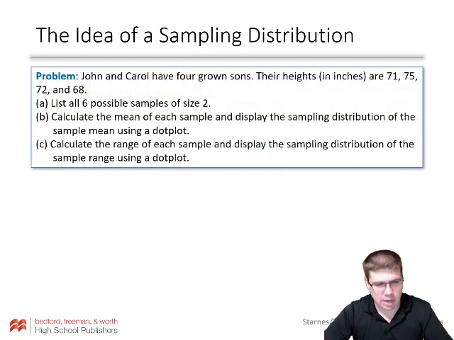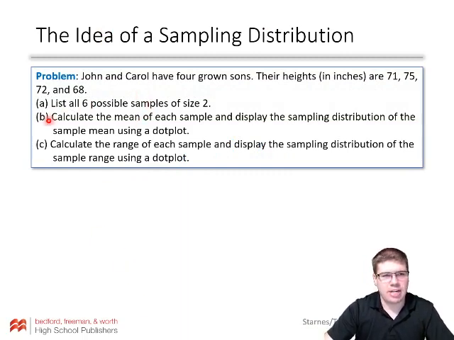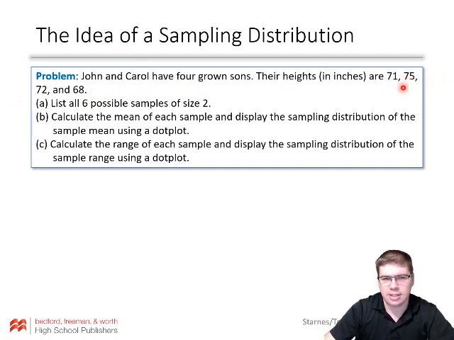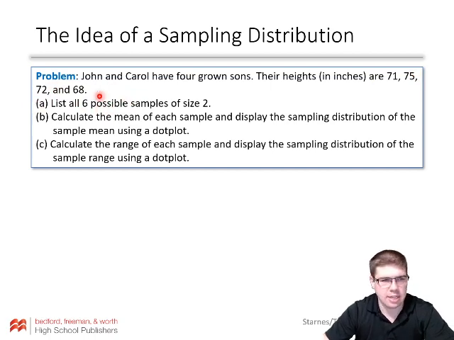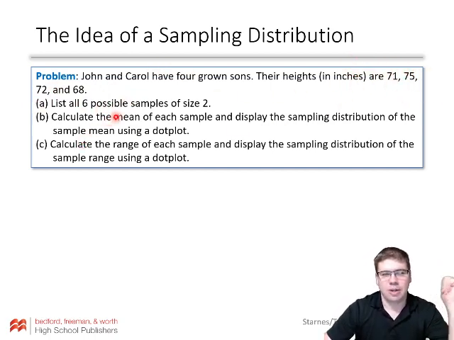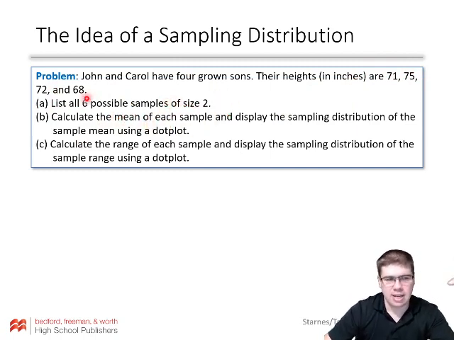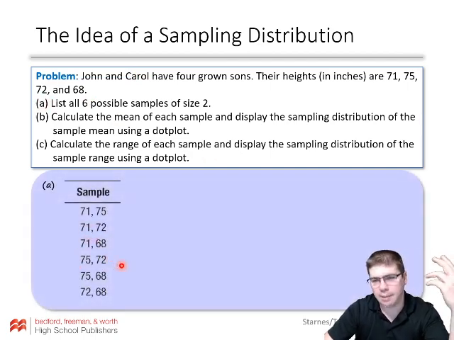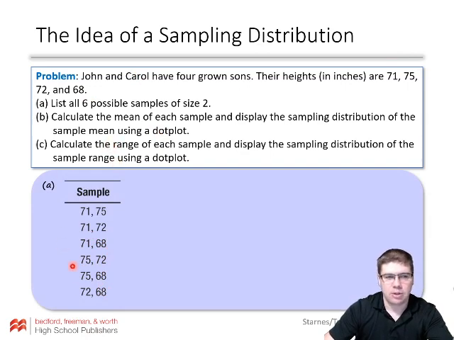So, for example, to calculate a sampling distribution, we're going to use a very tiny population. John and Carol have 4 grown sons, and we have their 4 heights: 71, 75, 72, 68. That's our population here. We're going to take samples of size 2. We pick a random sample of 2 of their sons, and we want to list all the possible samples we could get: 71 and 75, 71 and 72, 71 and 68, and so on. Those are all the possible samples.